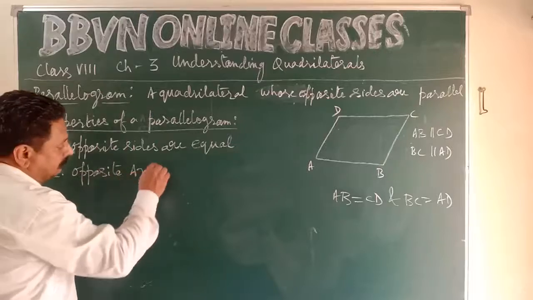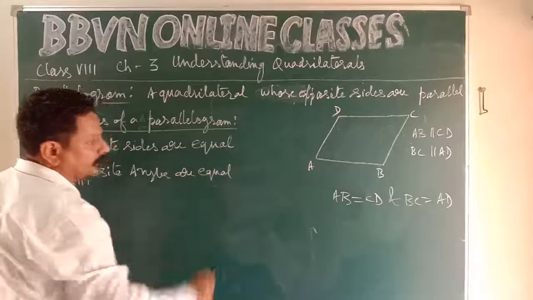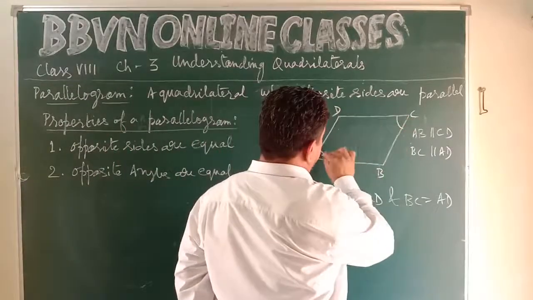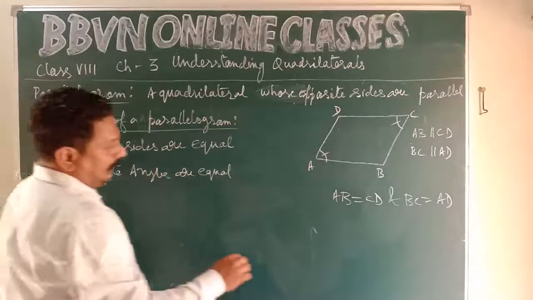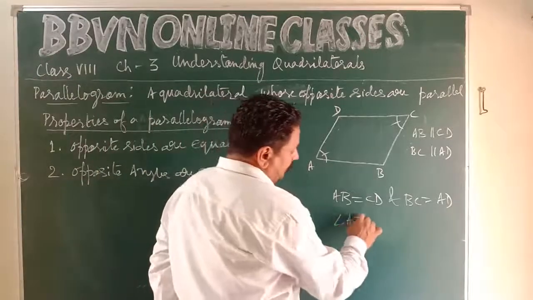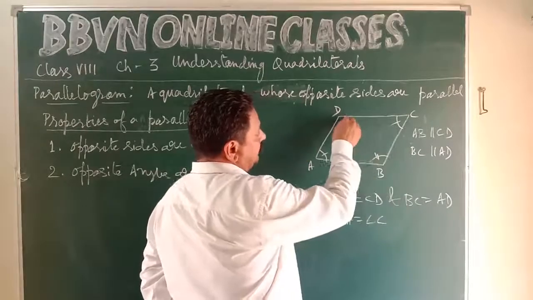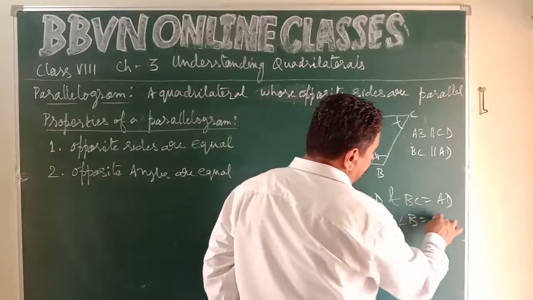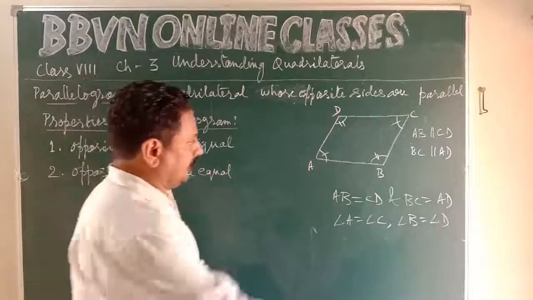Second property. Opposite angles are equal. What is opposite to angle A? Angle C. They are equal in measure. So angle A will be equal to angle C. Angle B's opposite angle is D. They will be equal in measure. Angle B will be equal to angle D. Okay? Got it?